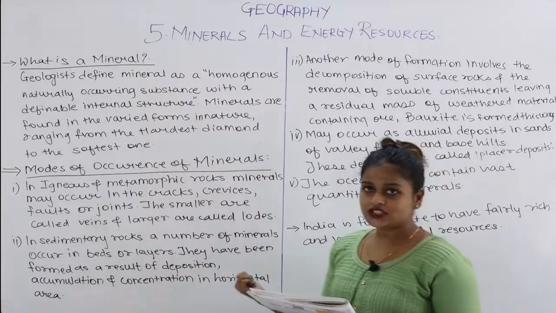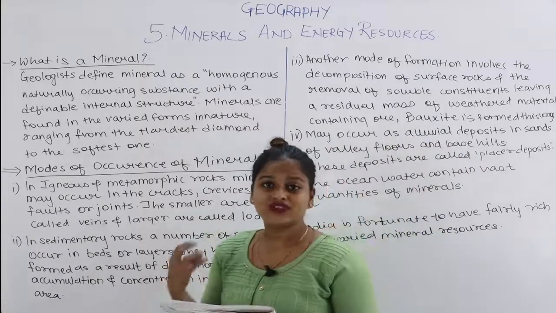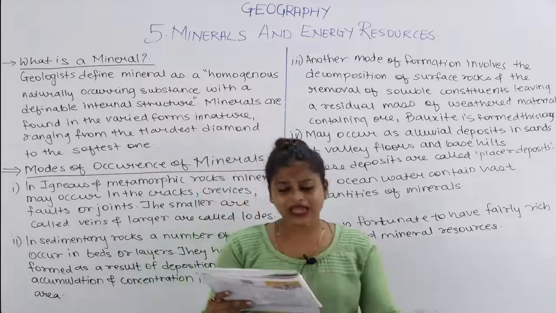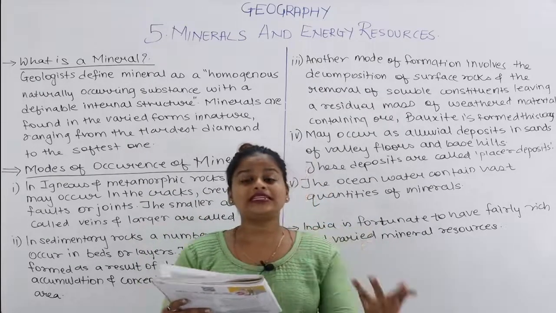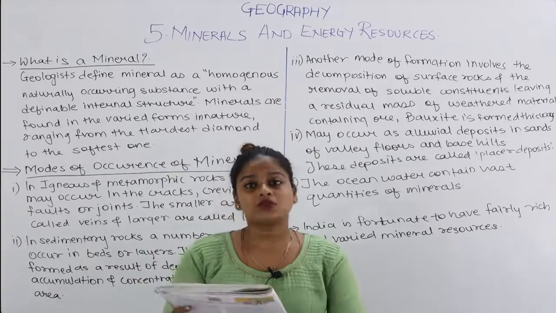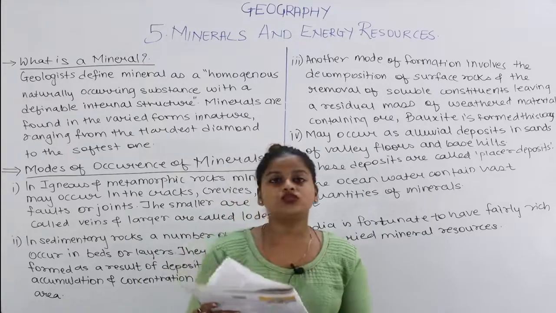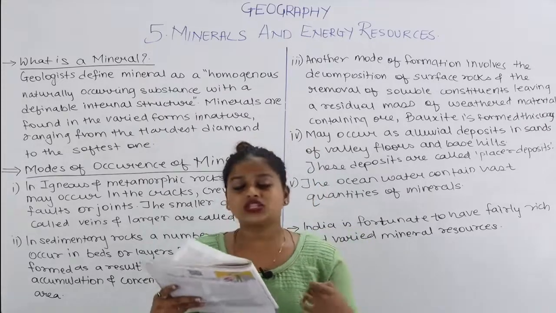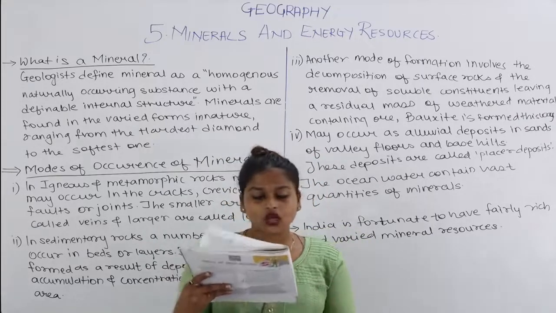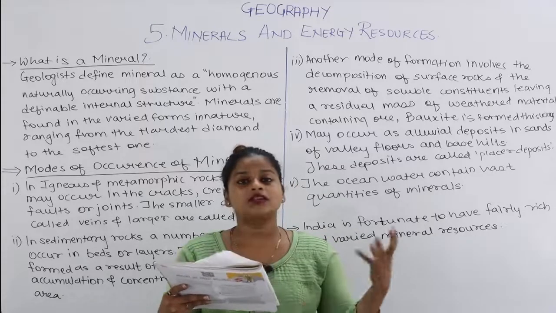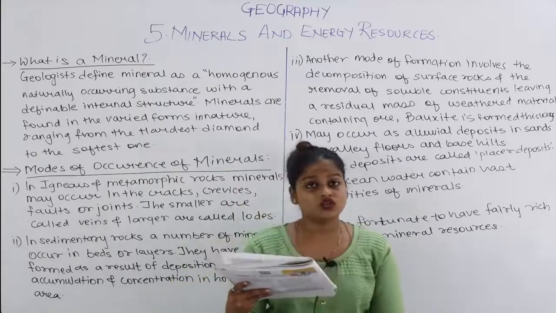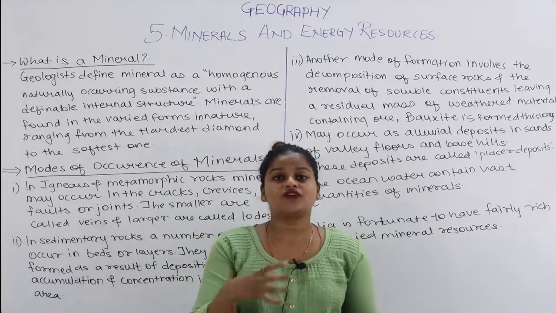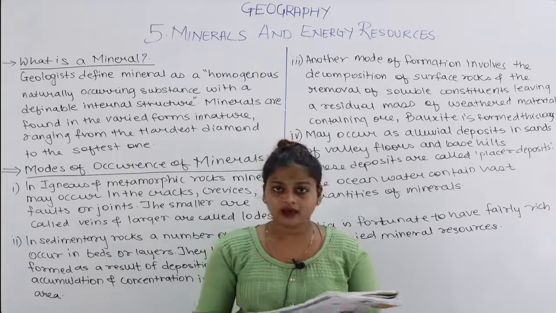If you pay attention here, I have written the five different modes of occurrence of minerals. Before that, let us see where these minerals are found. These minerals are usually found in ores. The term ore is used to describe an accumulation of minerals mixed with other elements. Ore is a combination of different minerals mixed together.